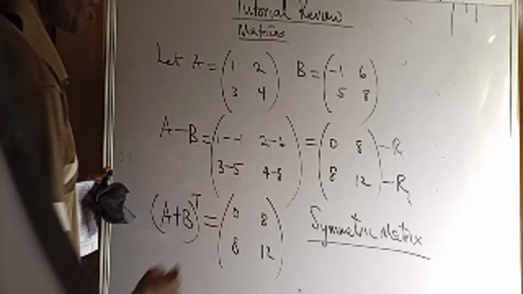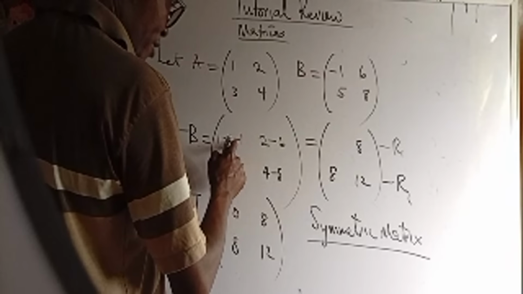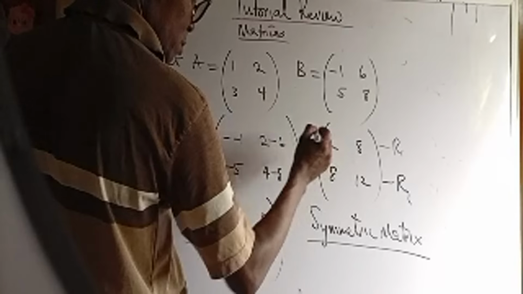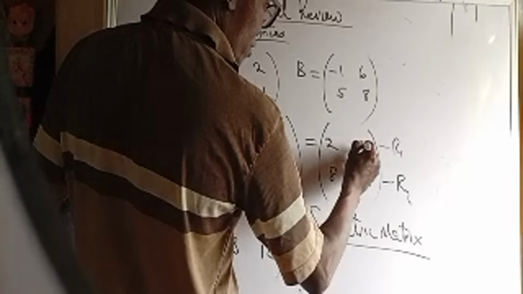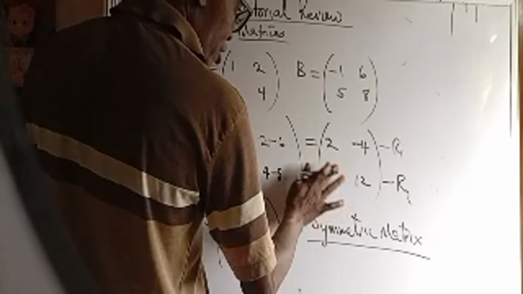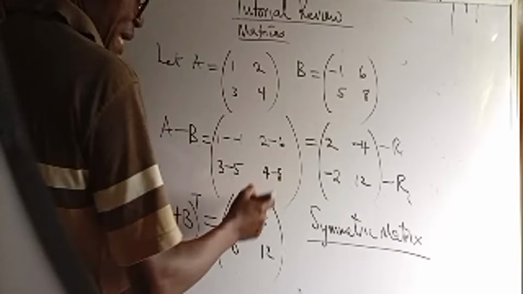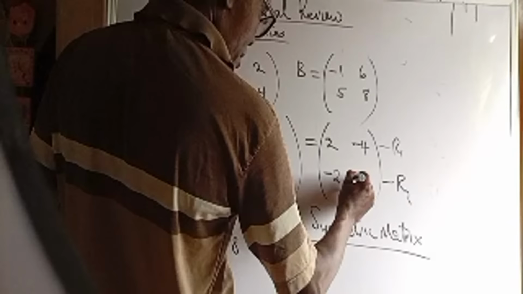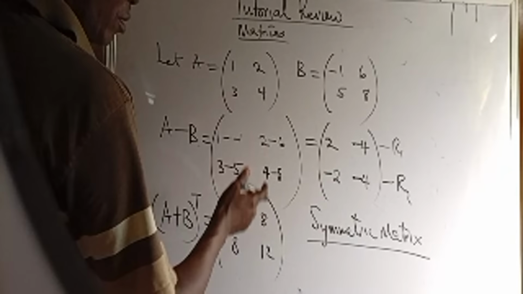So what is the result? Now we have 1 minus minus 1. A minus times a minus is a plus. That's 1 plus 1. That is 2. Then 2 minus 6. That is minus 4. Then 3 minus 5. That's minus 2. 4 minus 8. That is minus 4. Is that true? Let's check. I don't want us to run into trouble.